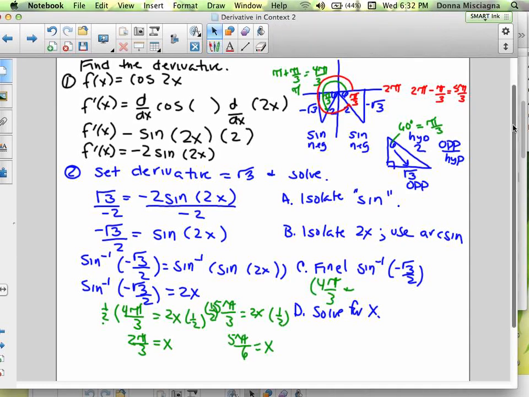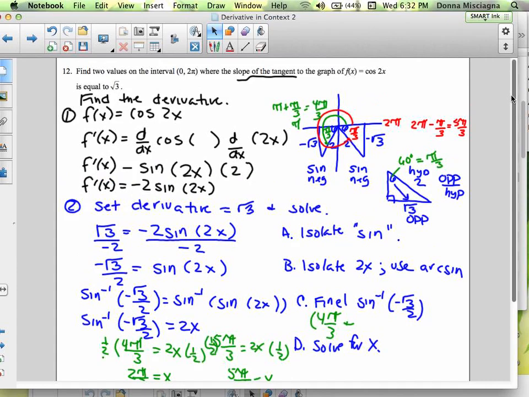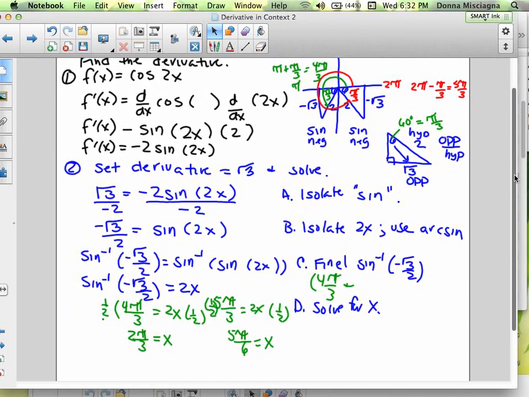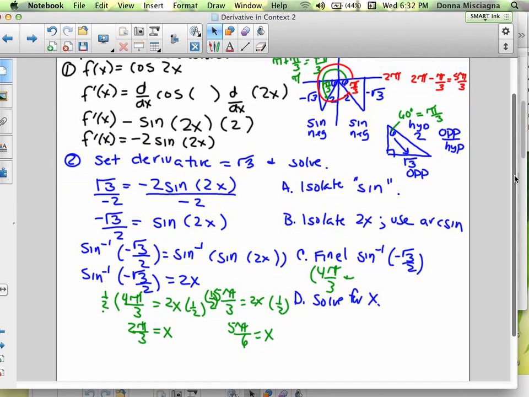Let me actually just scroll up and make sure we didn't miss anything else for our question. So it just asks, find the two values on the interval where the slope of the tangent to the graph of f of x equals cosine 2x is equal to square root of 3. I'm not going to find the y value. I think we're good enough with just the x values. But let's answer the question.